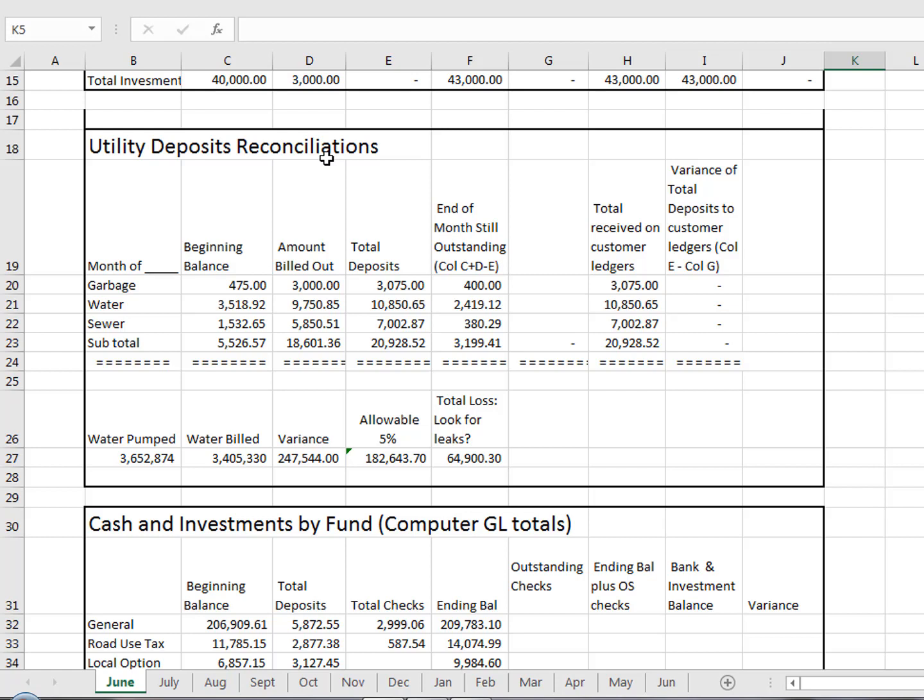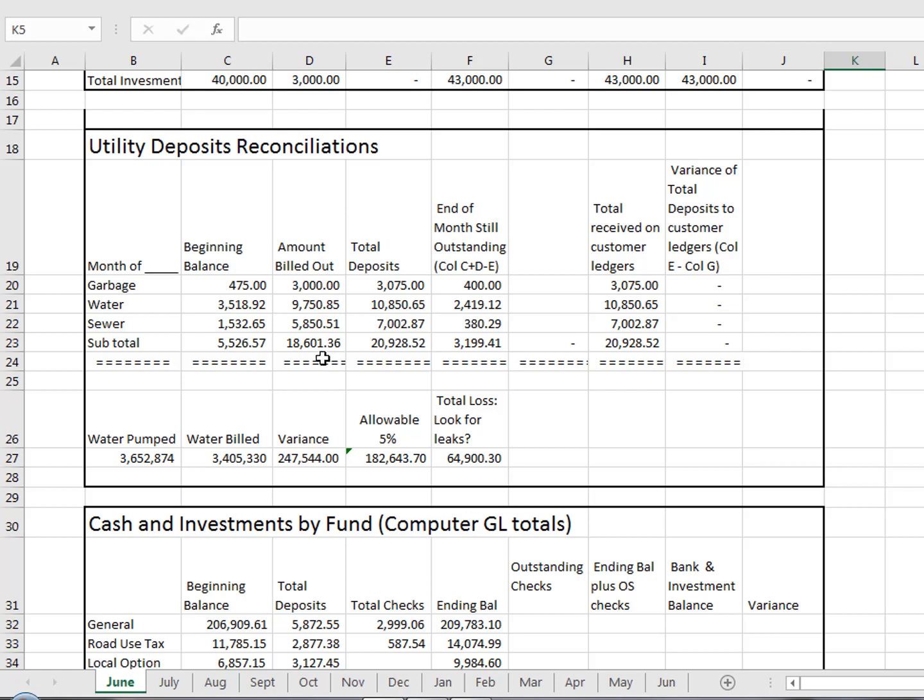But the other side is that we want to make sure that all the utility payments are applied to the customer ledger correctly. So here is where we're showing garbage, water, sewer. If you have more or less, you can customize an Excel spreadsheet to fit your needs. Again, we have a beginning balance. We have a total for the amount that was billed out.